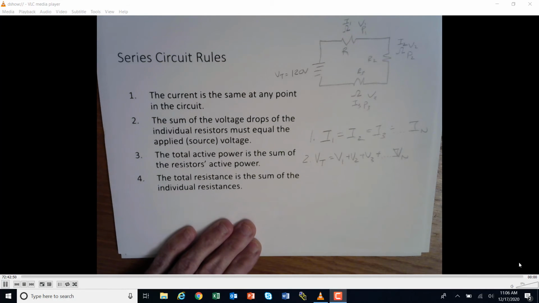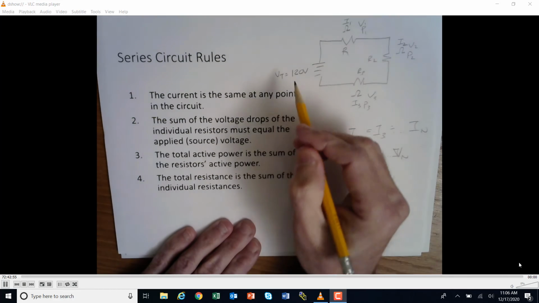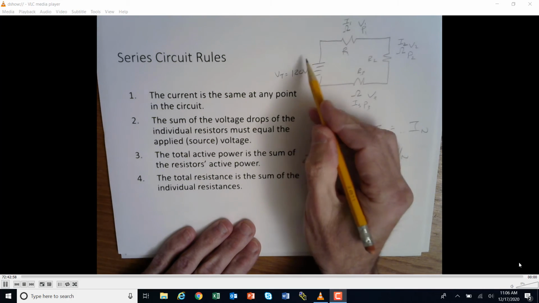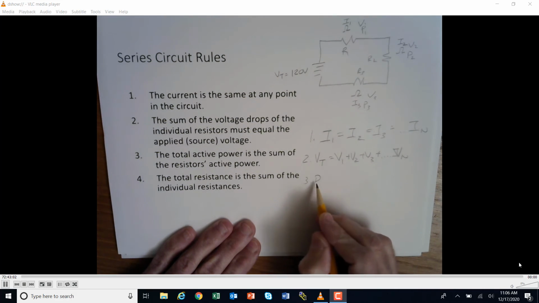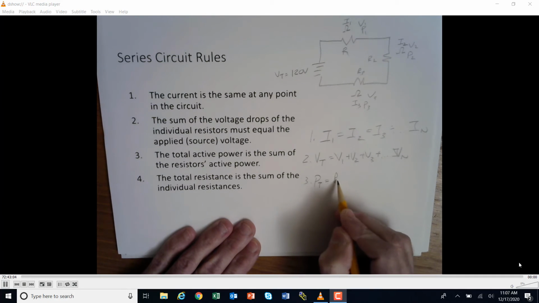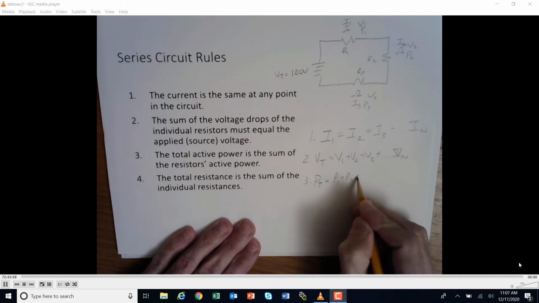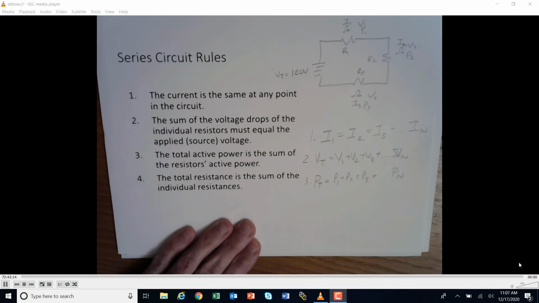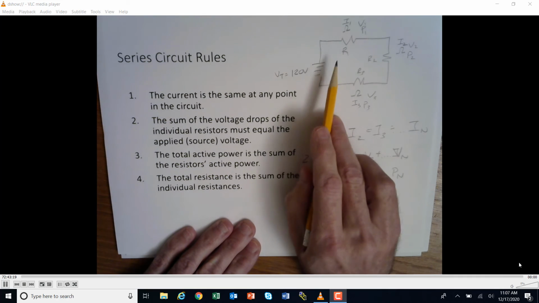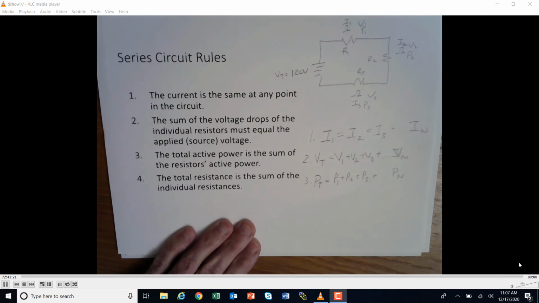Number 3, the total power is the sum of the resistors' active power. This circuit is going to be generating a total power, and the total power is equal to power 1 for the first resistor, plus power 2, plus power 3, plus, up to as many loads as you have, okay? We're just doing a resistor bank here. This is all going to be dissipated as heat in our situation, but that's mathematically number 3.